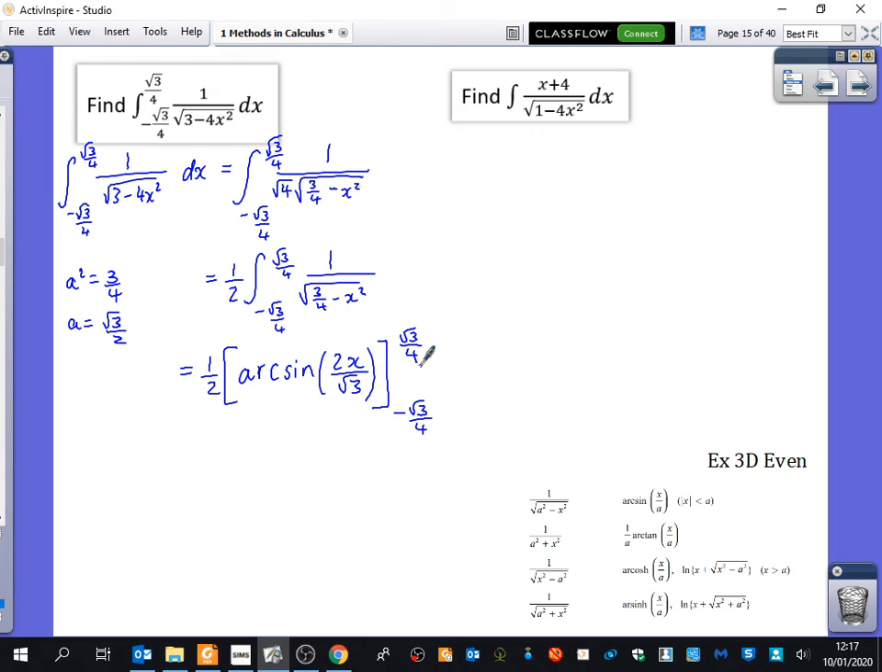So you've got a half, and then you've got arcsine of a half minus, what's 2 over root 3 multiplied by minus root 3 over 4? So you've got arcsine of a half minus arcsine of minus a half. What is the inverse sine of a half? 30 degrees. Come on, it's radians, guys. Pi over 6. Okay, what's the inverse sine of minus a half? Minus pi over 6. Good.